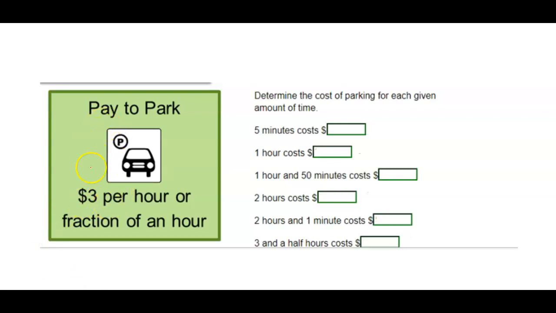I have this scenario where I go and I pay $3 per hour or a fraction of an hour. Well, I'm definitely thinking the least integer function or that ceiling function, because if I just park for 30 minutes, I still got to pay $3. So if I have to write a function for this, I'm going to say that f of x is equal to 3 times the least integer or the ceiling of x.